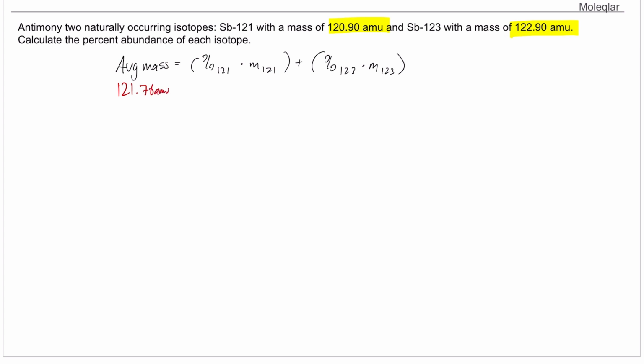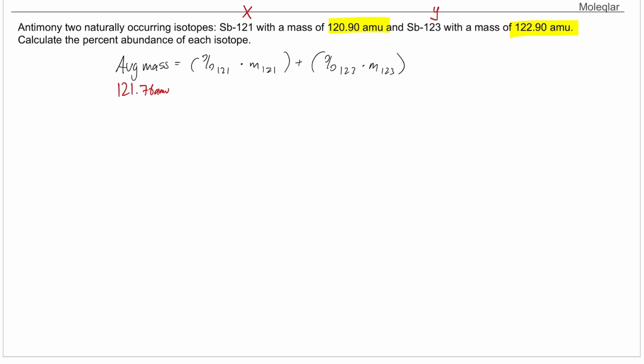Before we get started, we need to make sure that we assign some variables. I've gone through this in a previous video, so if you want a little more information on that, watch the previous video where we're looking for both percentages. We're going to assign the abundance of 121 as X, and the abundance of 123 as Y.